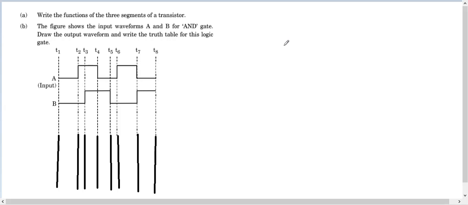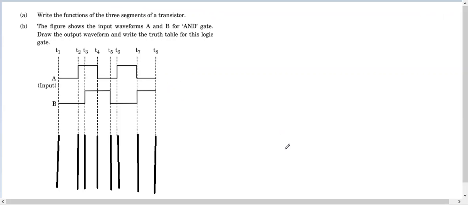Let's read our question. It says that first write down the functions of the three segments of a transistor, and then there is a waveform that is shown, that is for the two inputs A and B, and these waveforms are getting passed through the AND gate. We have to draw the output waveform. So let's just first concentrate on the functions of the three segments of a transistor.